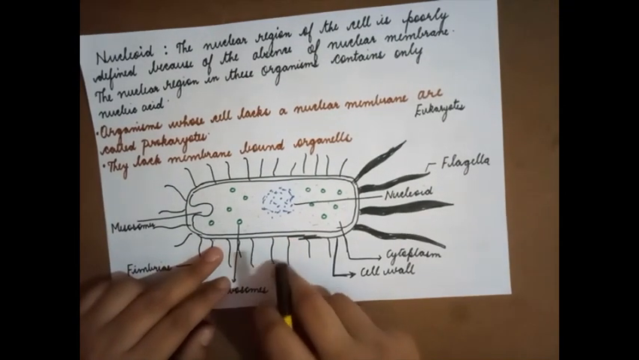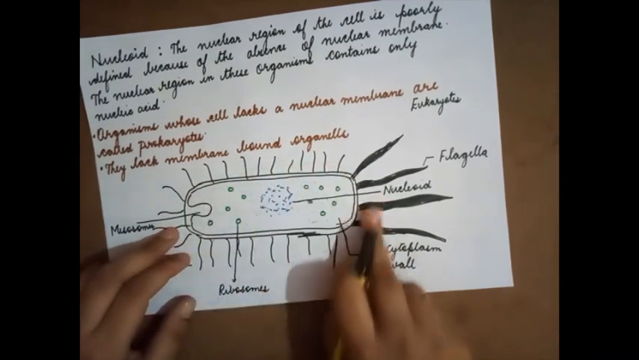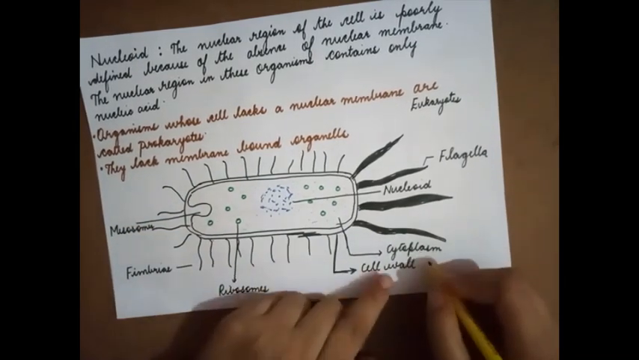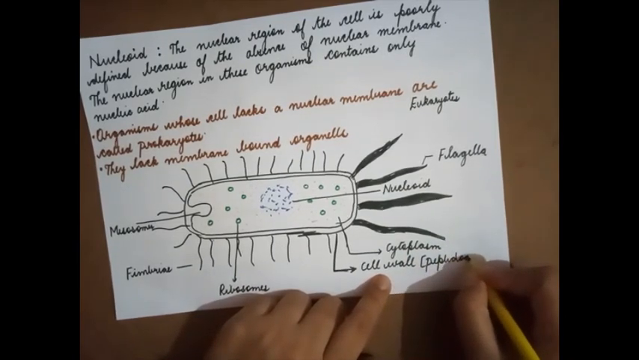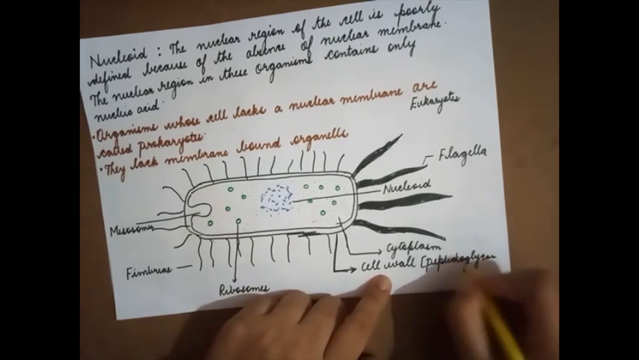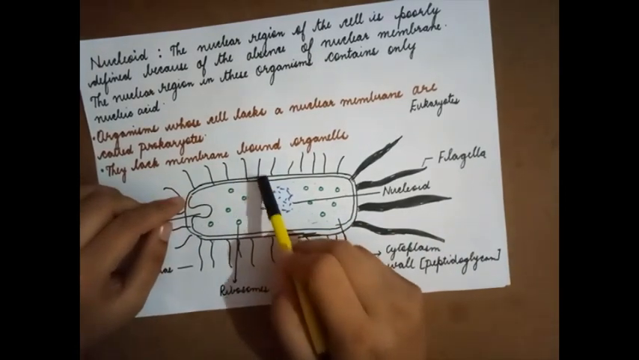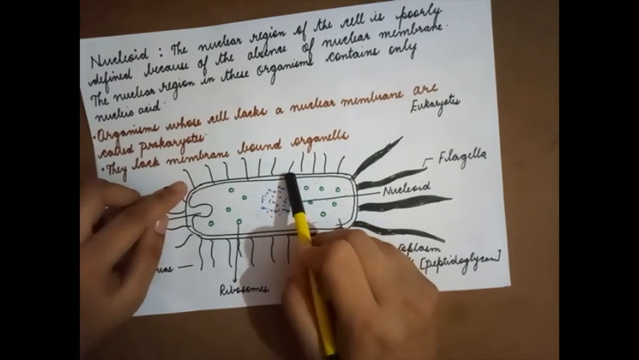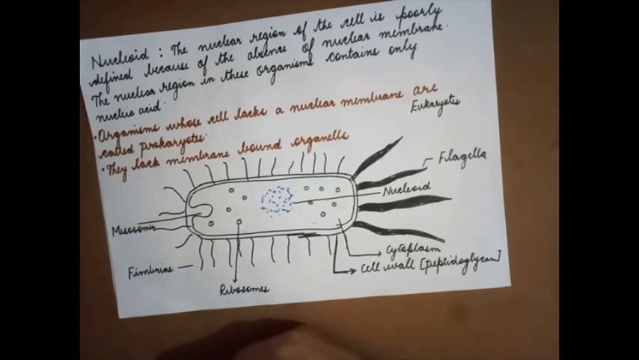Let's try to understand the structure of bacteria. Bacteria is a prokaryote. Bacteria has a cell wall, and the cell wall is made up of a special chemical known as peptidoglycan. The cell wall has hair-like or bristle-like structures called fimbriae. These fimbriae help in attachment or adhering to animal cells or any other object. It just helps in attachment.